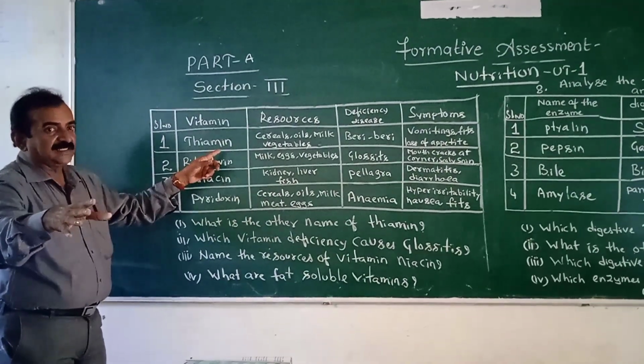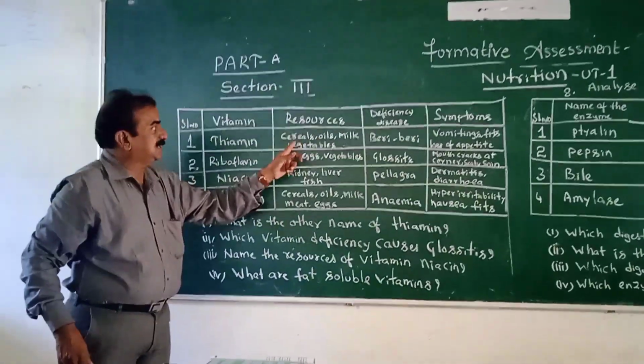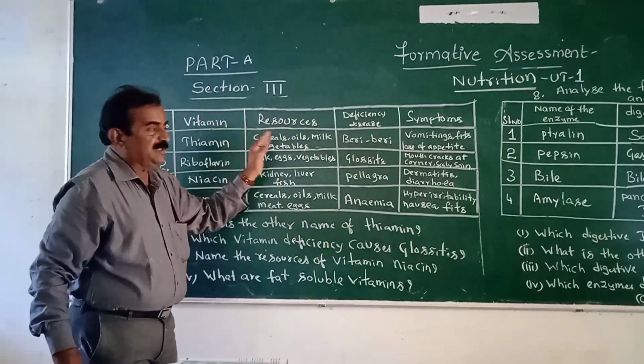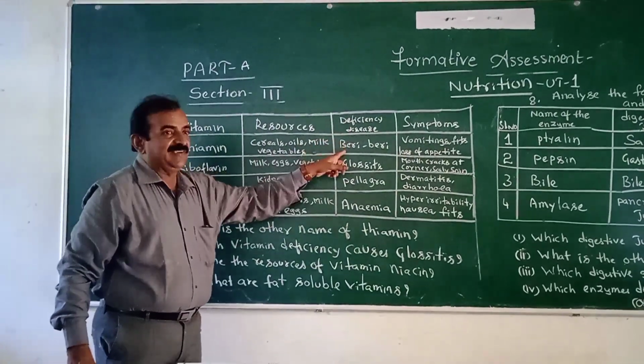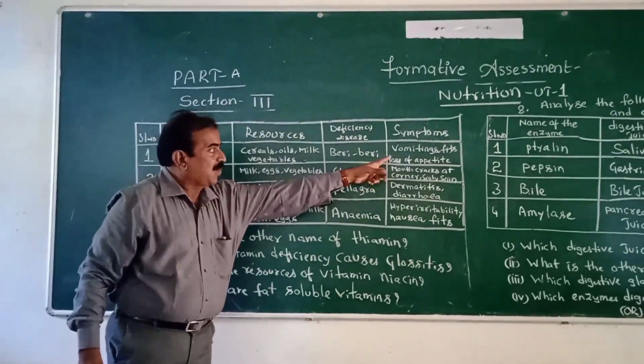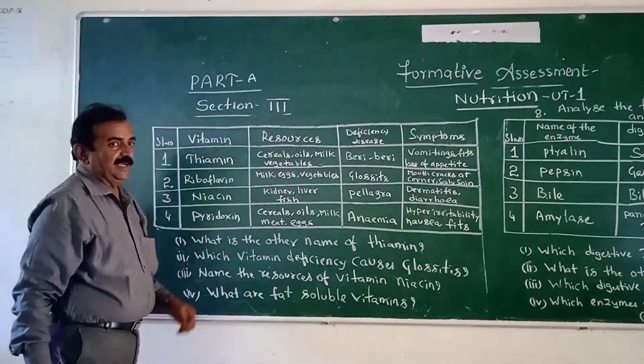B1 vitamin, also called thiamine. Sources: cereals, oil, milk, vegetables. Deficiency causes beriberi disease. The symptoms you observe are vomiting, fits, and loss of appetite.